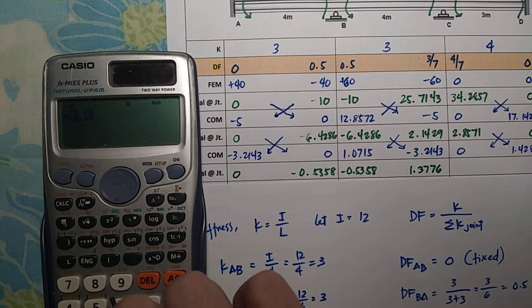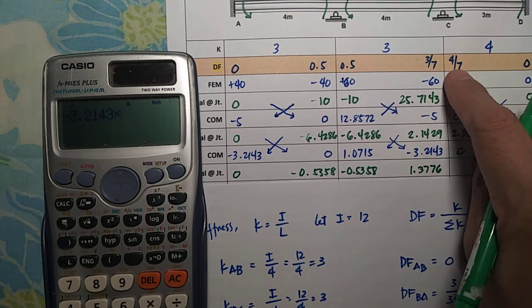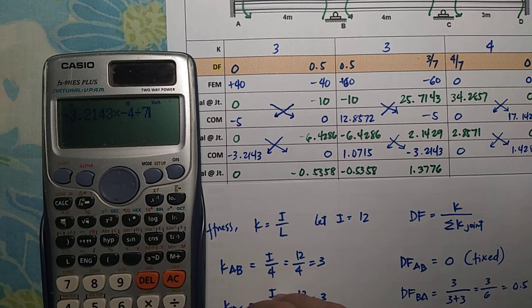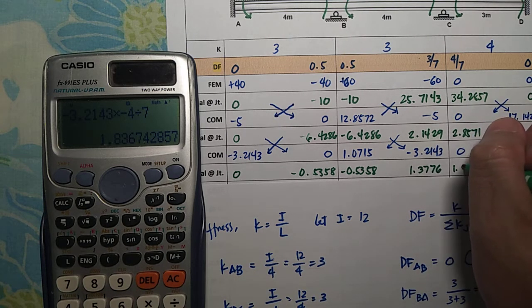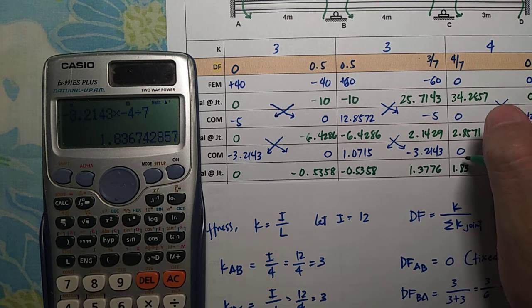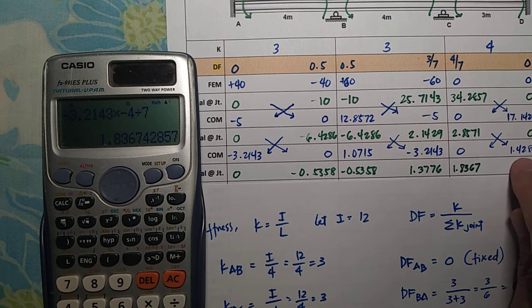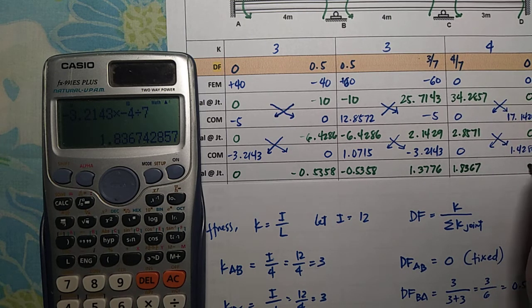Negative 3.2143 unbalanced moment times the negative of DF, the negative of 4 over 7. So that is 1.8367. Okay, so here, unbalanced moment is 142 times the negative of DF. DF is 0, so 0 pa rin yan.